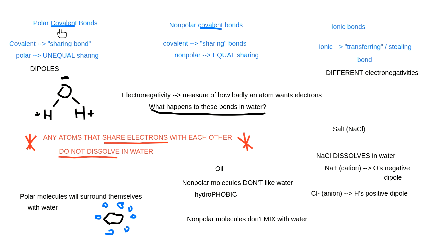Good. Yeah, that's kind of our big picture with the bonds: if you're sharing, you're in a committed relationship. You're not going to fall apart. If you're stealing or transferring, yeah, you're probably going to fall apart. It's just going to happen. So that's maybe the simplest way to remember what happens in water with those.